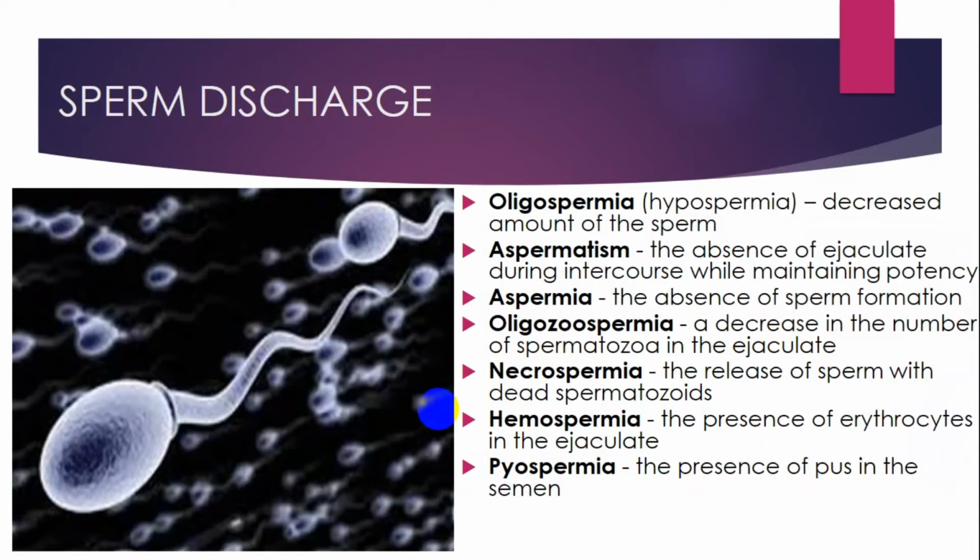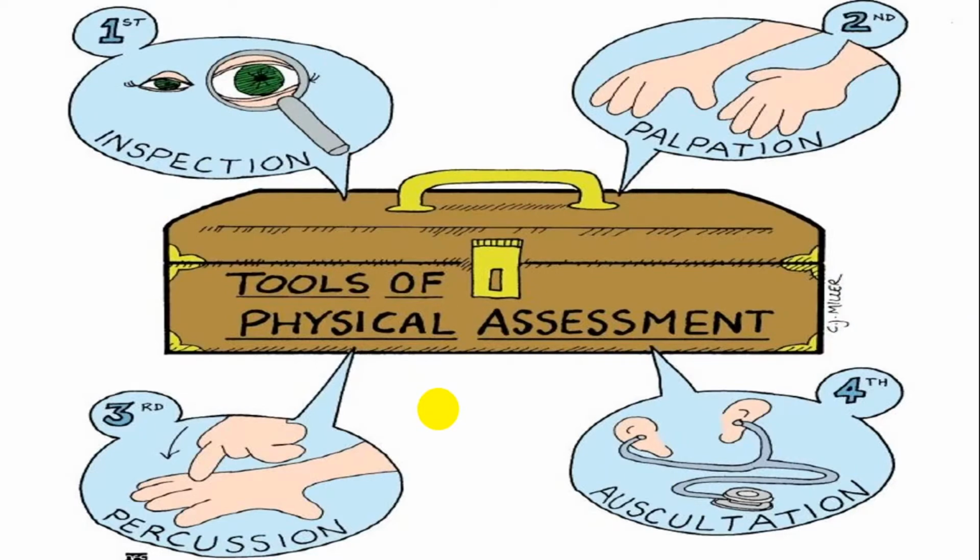Sperm discharge is a dangerous situation and is not well treated because, for example, oligospermia is a decreased amount of sperm, necrospermia is a release of sperm with dead spermatozoa, hemospermia is the presence of erythrocytes or blood, and pyospermia is the presence of pus in the semen. It should be treated fast and carefully.